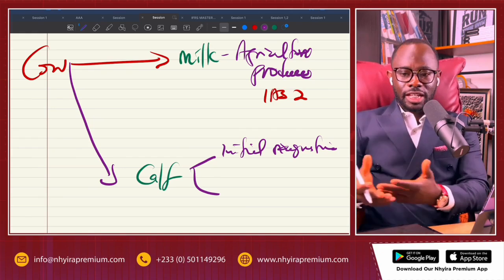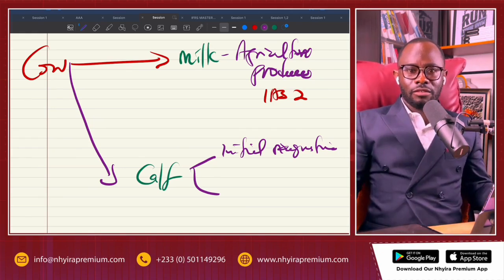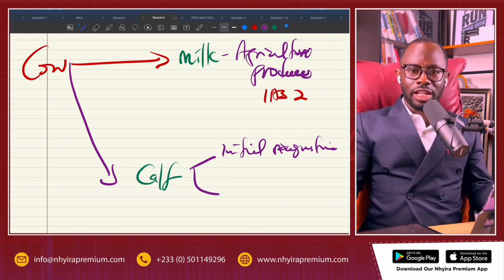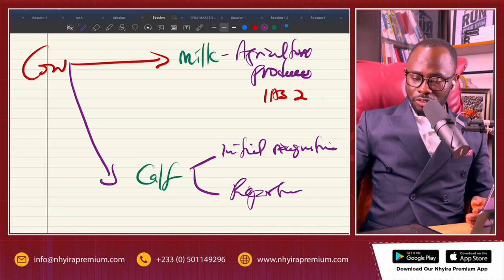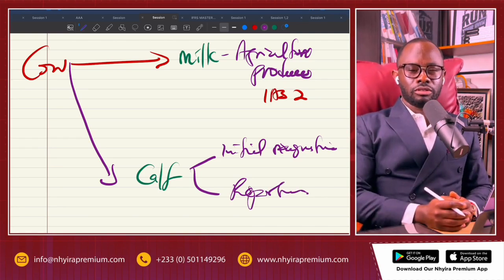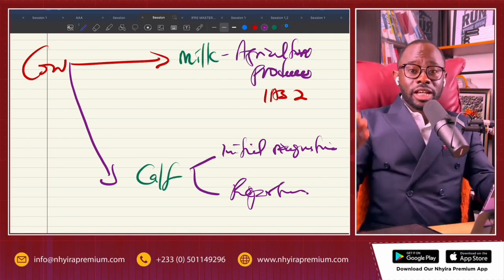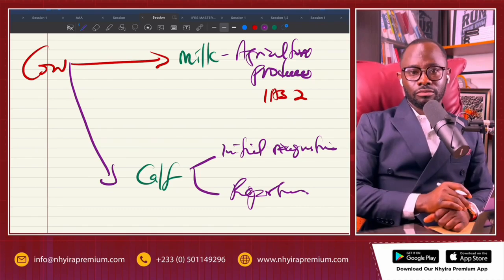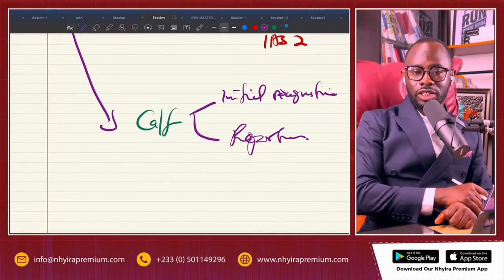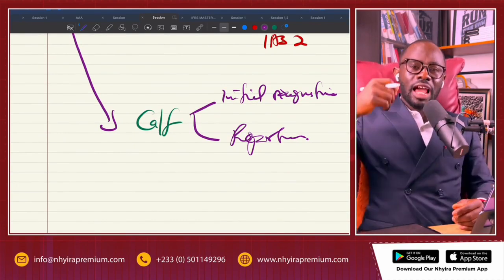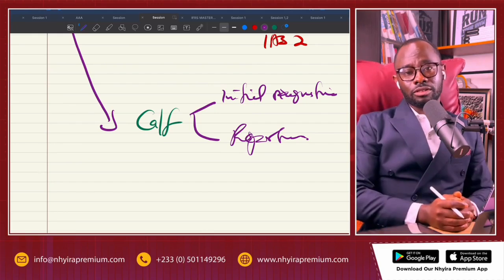At the reporting date, the calves will all still be there. If some of them die, then we can write them off. But if all of them are still there at the reporting date, we will still account for them in our books. What we are saying here is that at the initial recognition, it is measured at fair value less cost to sell. At the reporting date, it is measured at fair value less cost to sell. Any gain at the initial recognition and the reporting date is recognized in the P&L account.